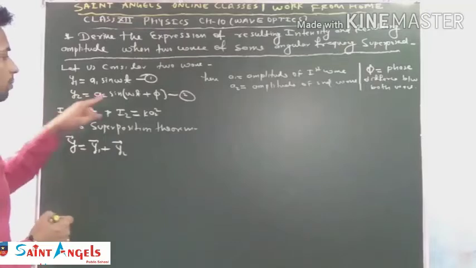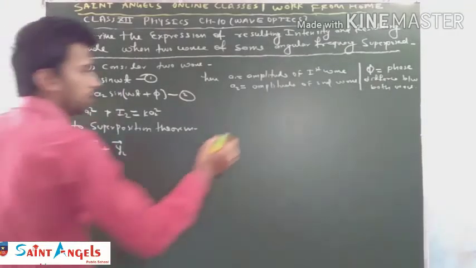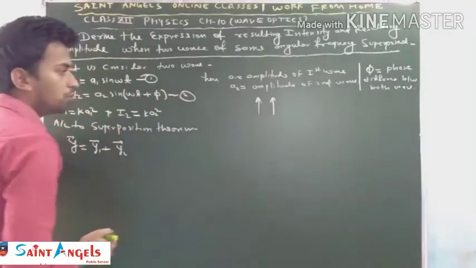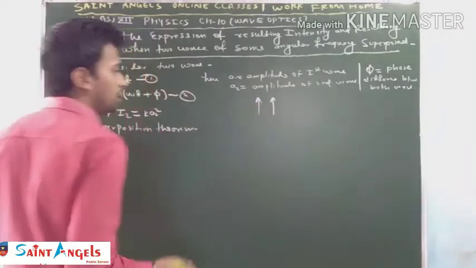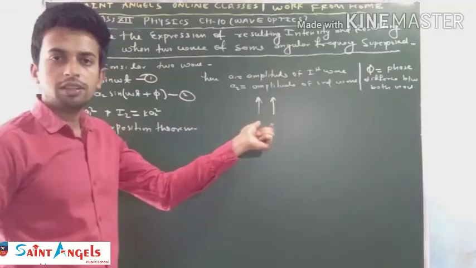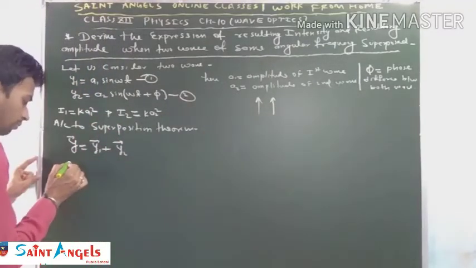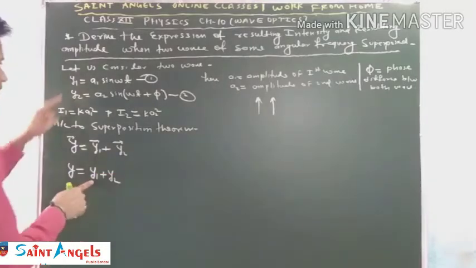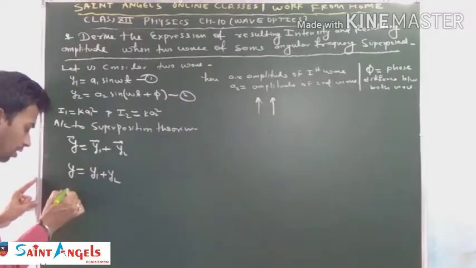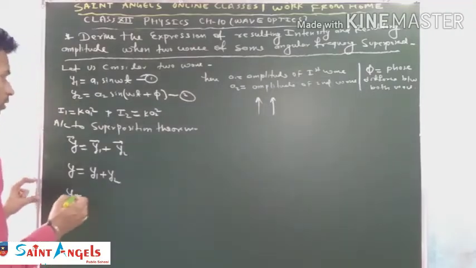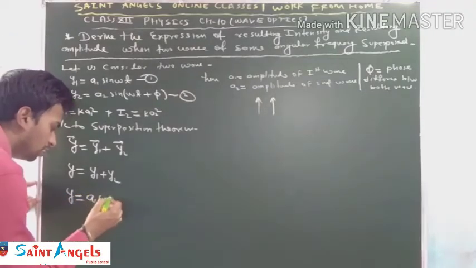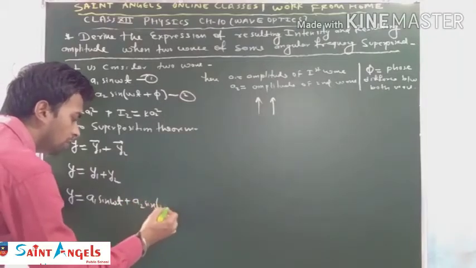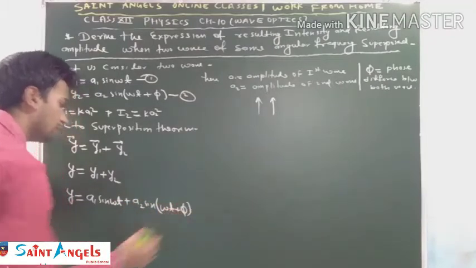Student, both waves are sinusoidal in behavior. That's why displacement in both waves is in only one direction, and we know that when two vectors are in the same direction, then we directly add them as a scalar addition. That's why y equal to y1 plus y2. Put the values of y1 and y2 in this equation. We have resulting displacement equal to a1 sin omega t plus a2 sin (omega t plus phi).